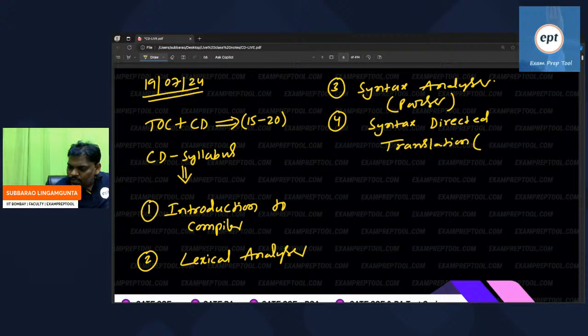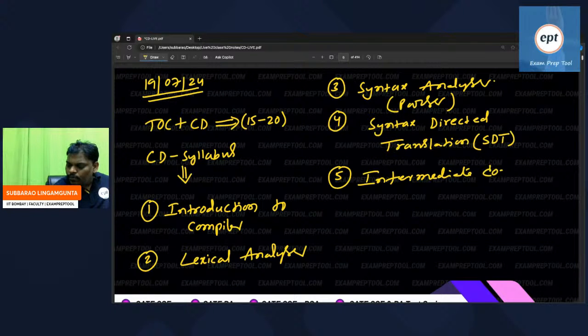Syntax directed translation, which is also called SDT. So the fifth one is going to be intermediate code generation, or generator.